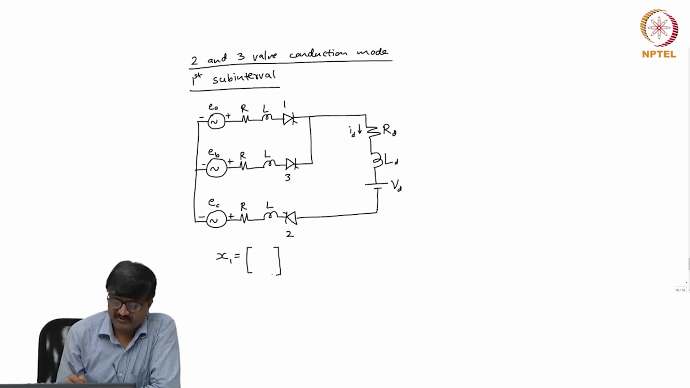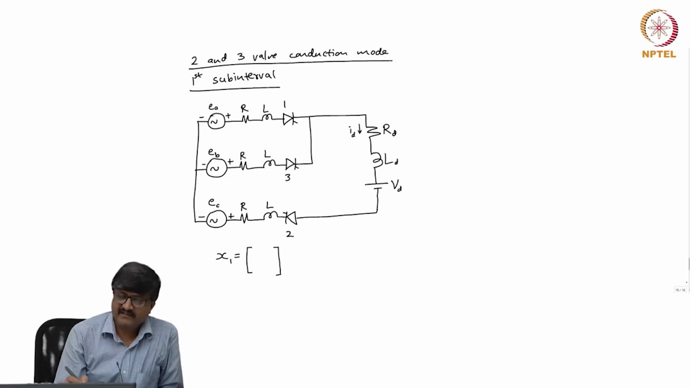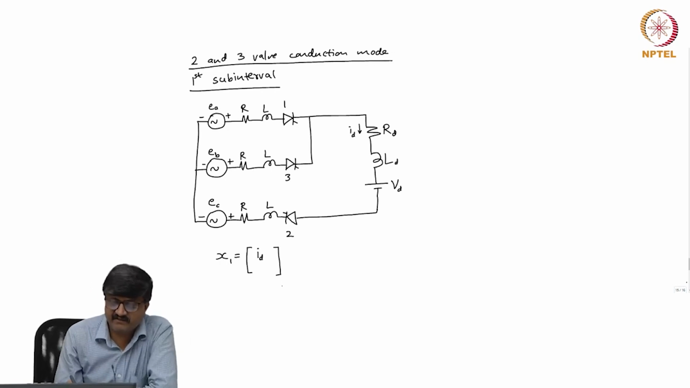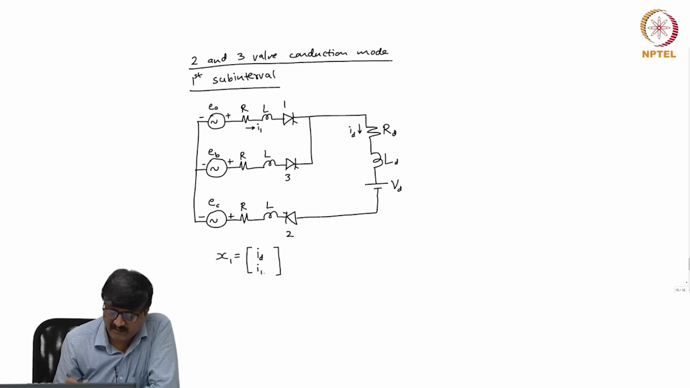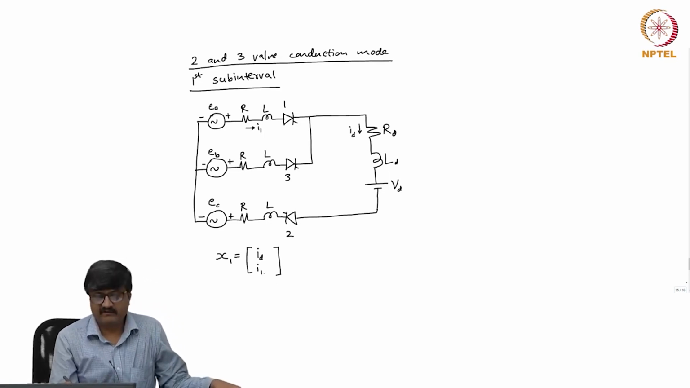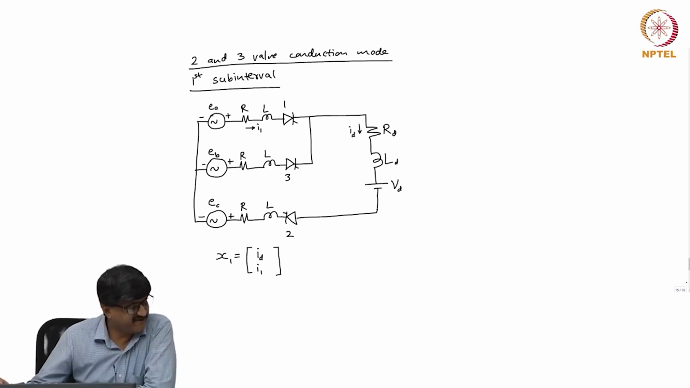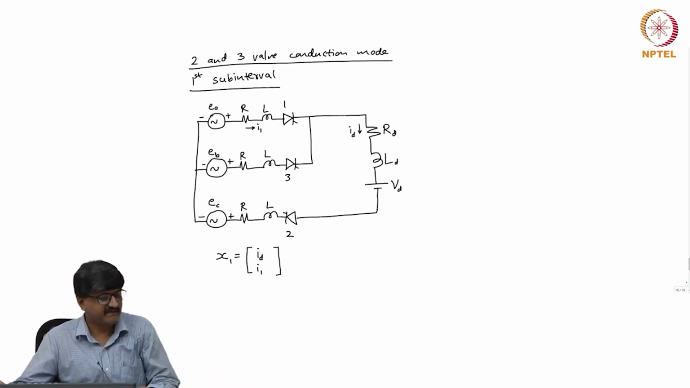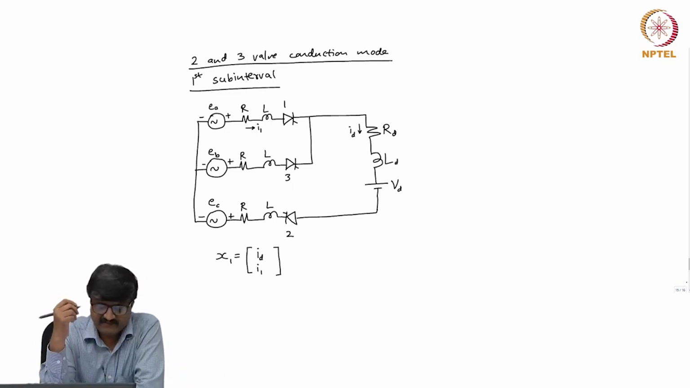So, there are two loops. So, there should be two elements. The first element is ID and the second element is nothing but the current in the outgoing valve. The current in the outgoing valve is nothing but I1, valve 1 is the outgoing valve. So, ID and I1 are the elements of x1. So, let us try to write the equations for the circuit by applying Kirchhoff's voltage law, and once we bring it to the standard form we can get A1 and U1.